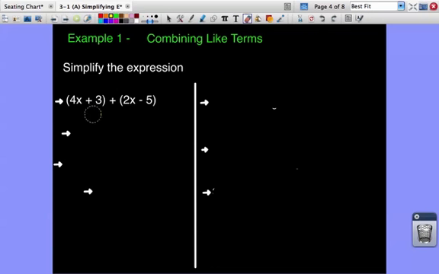So I can't really simplify inside the parentheses, can I? Can I do anything with 4x plus 3 or 2x minus 5? I can't. Okay, so what I'm going to do to get rid of the parentheses, I'm going to distribute whatever's outside the parentheses to get rid of them.